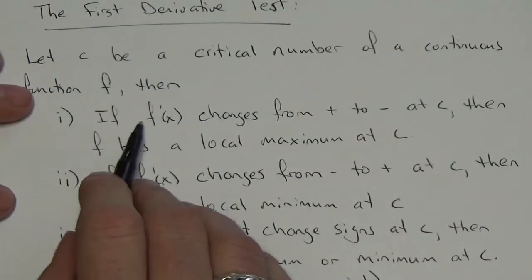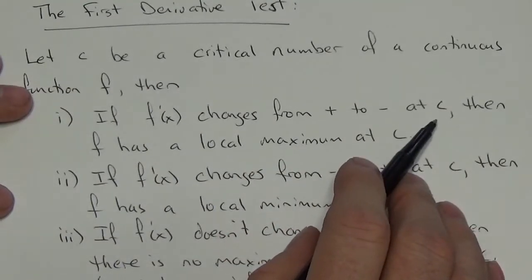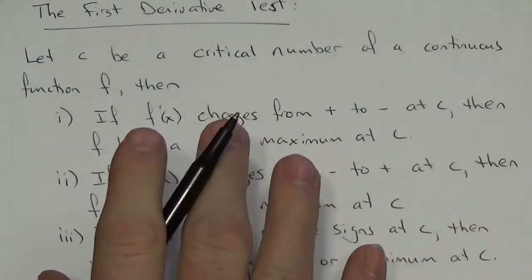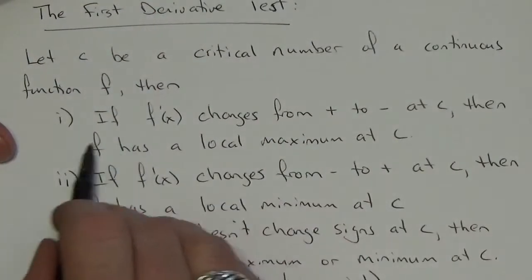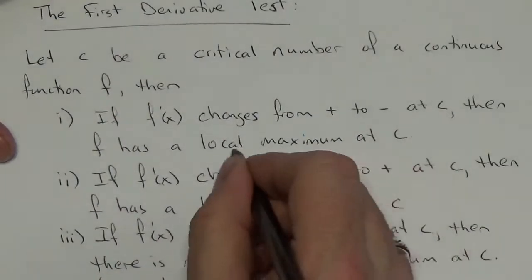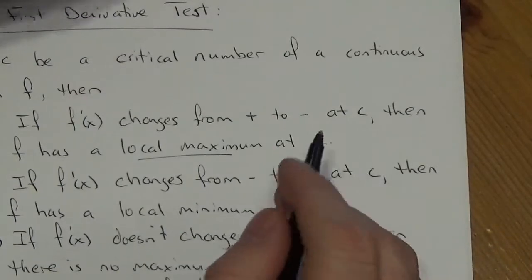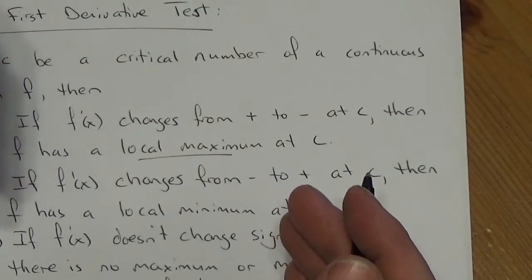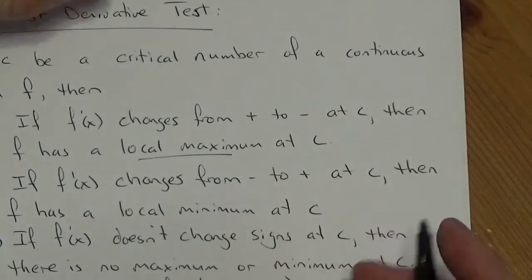Now, if f prime changes from positive to negative at c, okay, if the value of the derivative goes from positive on one side to negative on the other, then we can conclude that f has a local maximum at c. And that should probably make sense, because in an interval where the derivative is positive, we've already seen that that corresponds to an increasing interval.